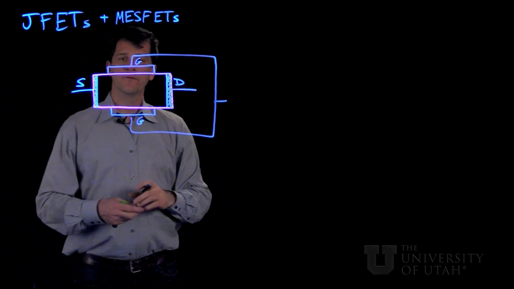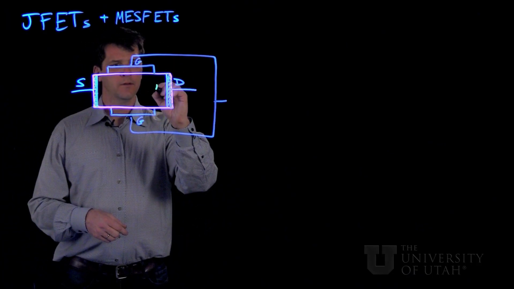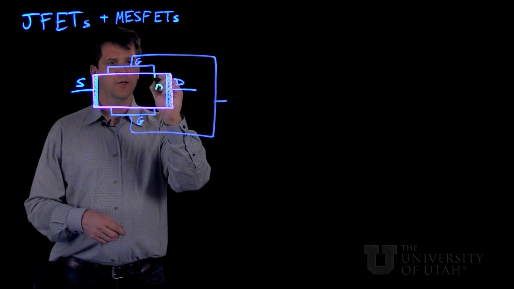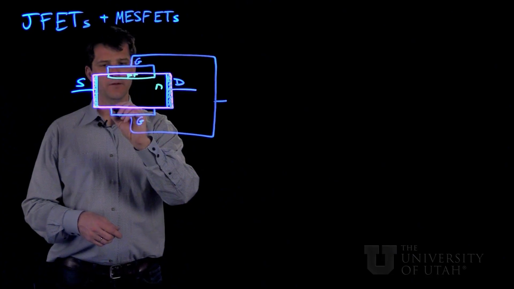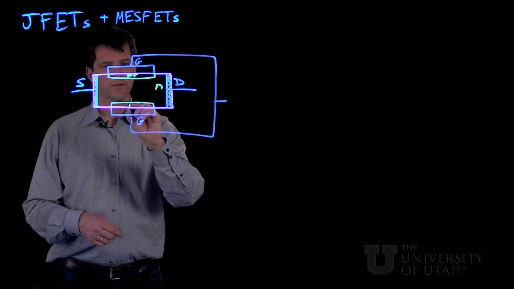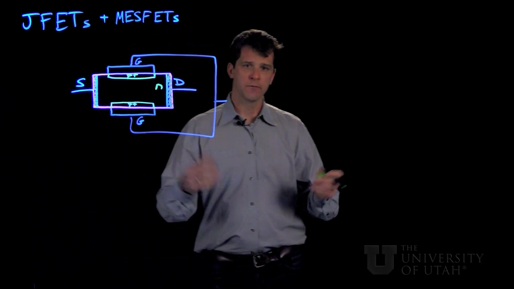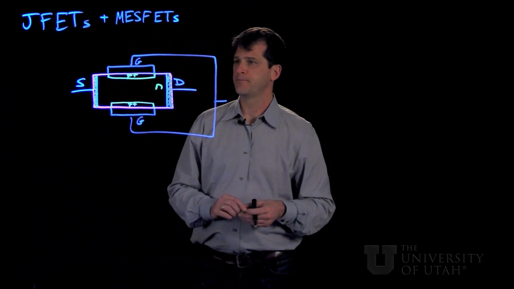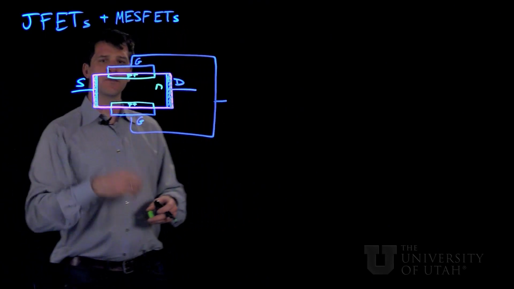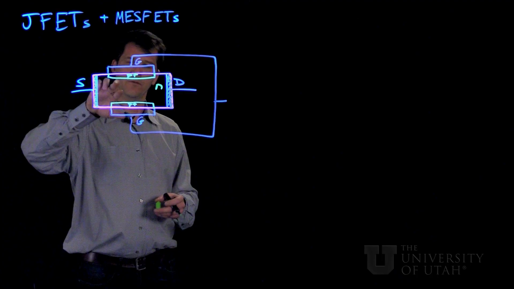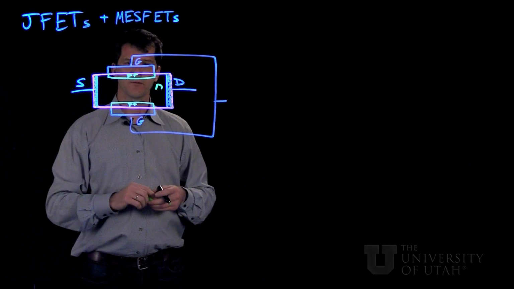Now, if we started out with an N-type body of silicon, then we could put a P+ layer here and a P+ layer here. And now we've got 2 opposing junctions, and we would call this a JFET. The only difference with a MESFET in concept is that instead of making a PN junction at these 2 points, you make 2 Schottky barriers, which can be put into reverse bias.